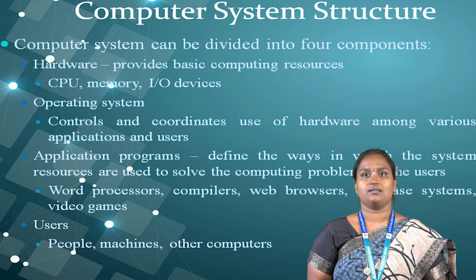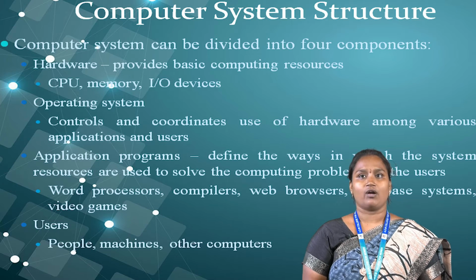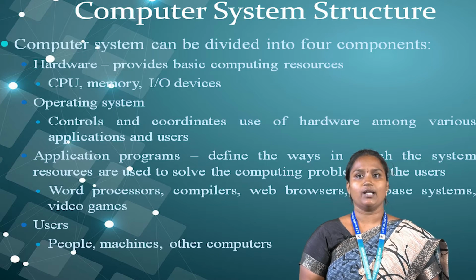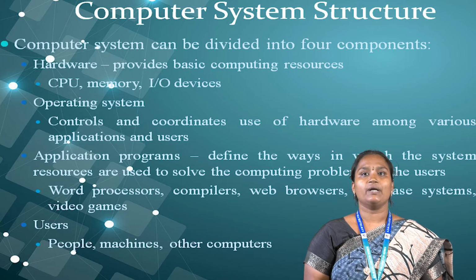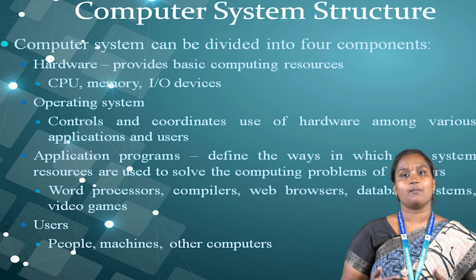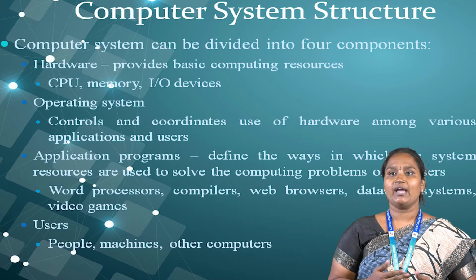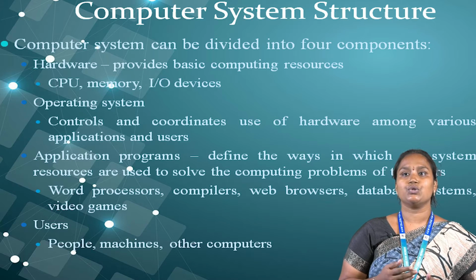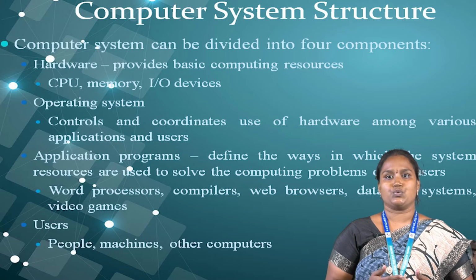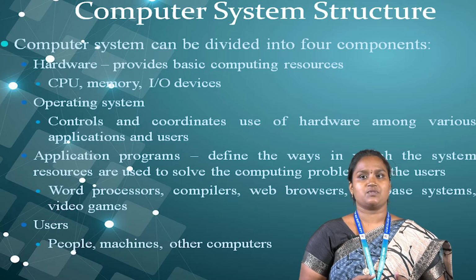Computer system structure. A computer system can be divided into 4 components. First one is hardware. Hardware provides the basic computing resources. Example: CPU, memory, I/O, input and output devices. Second one, operating system. Controls and coordinates the use of hardware among various applications of users. Next one, application programs. They define the way in which the system resources are used to solve the computing problems of the users: word processor, compiler, web browsers, database systems and video games.